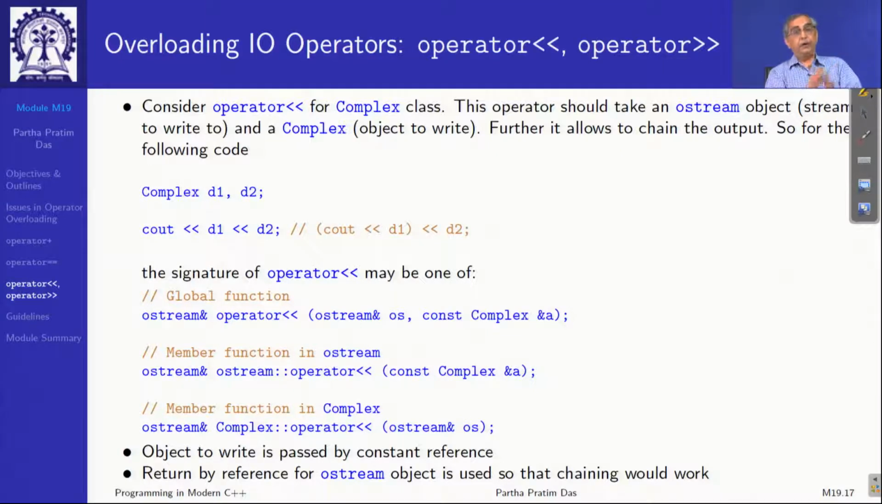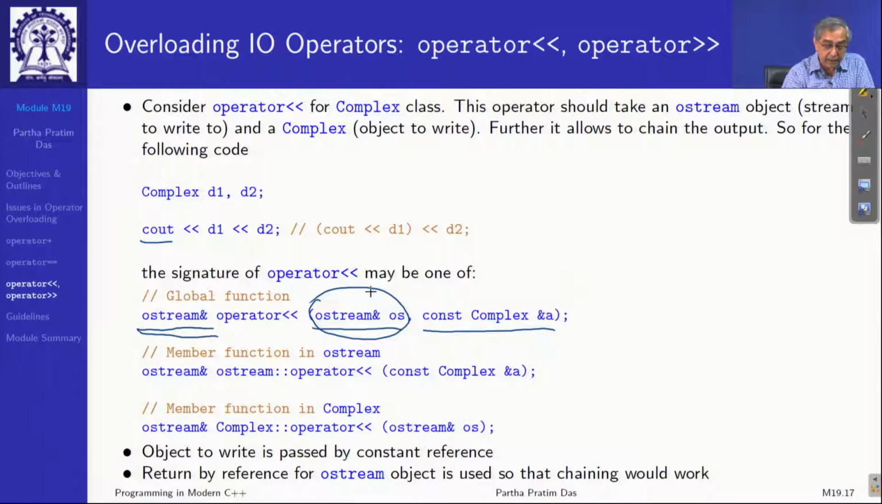So, let me see, of the 3 options, what will be the different signatures of the overloaded function. If I have a global function, then my first operand is this one, which is ostream, passed as a reference, because certainly you do not want to copy the entire output stream, and also pass the complex object as a constant reference. The ostream reference is not to be made const, because I am going to write to it. So, it is going to get changed, and after I have written, I must get back the same ostream object.